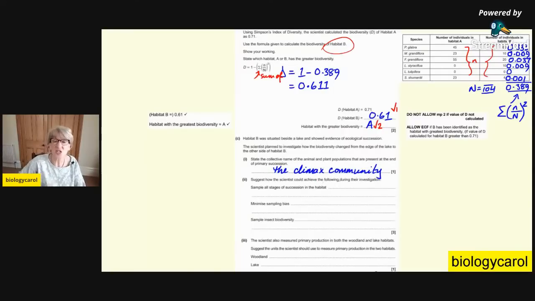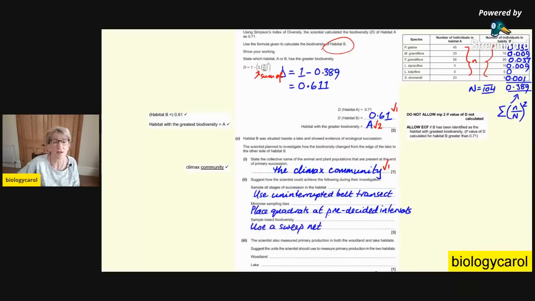Suggest how the scientists could achieve the following during their investigation. Sample all stages of succession in the habitat. Well, that would be by doing a transect. And I could have just written doing a transect, but I thought, sample all stages of succession. Okay, let's really nail this. I would do an uninterrupted belt transect. Okay, sorry, climax community, I got that. Belt transect. Oh, I should have put, okay.